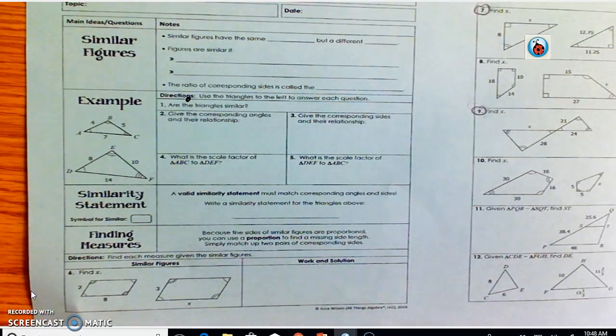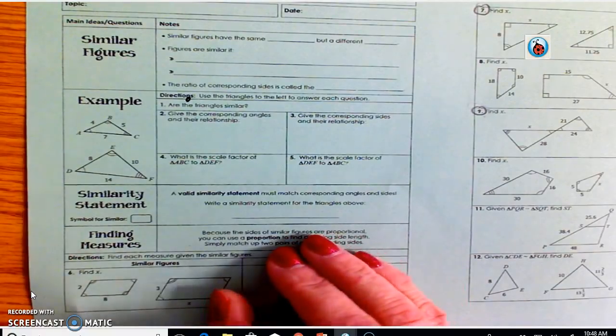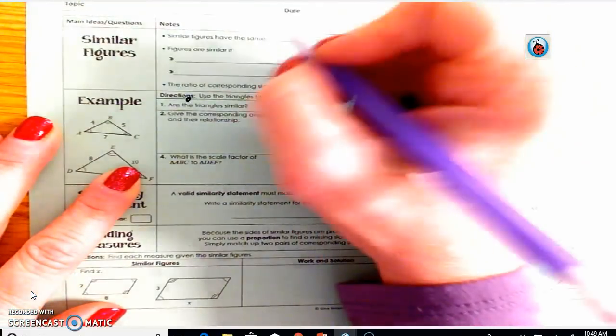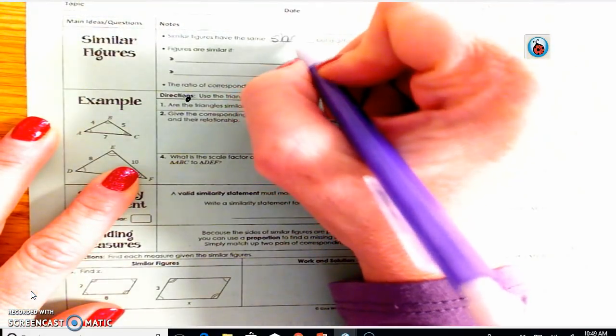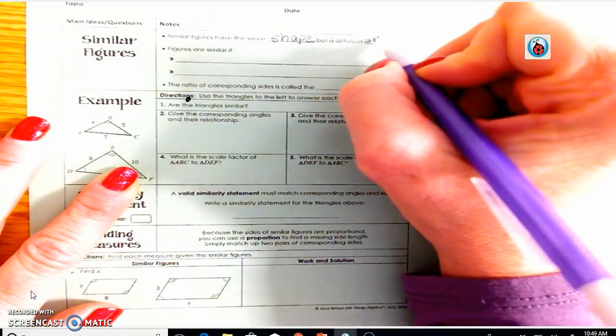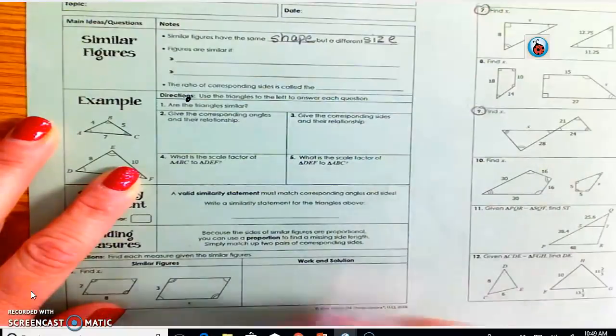Okay, students, we're going to take a look at similar figures today. If you will take out your note sheet, let's fill this out together. At the top, similar figures have the same shape but different size, or I want to say, but not necessarily the same size.